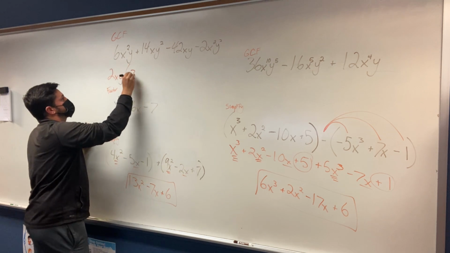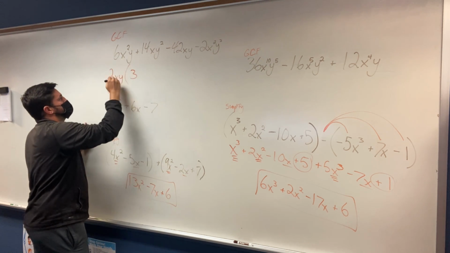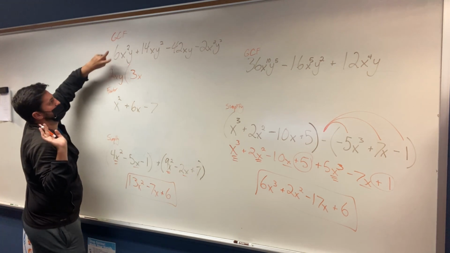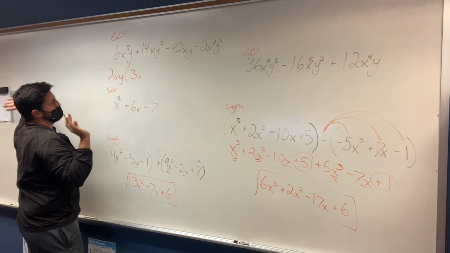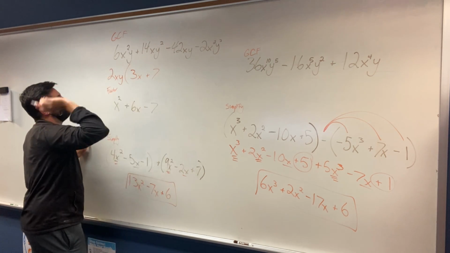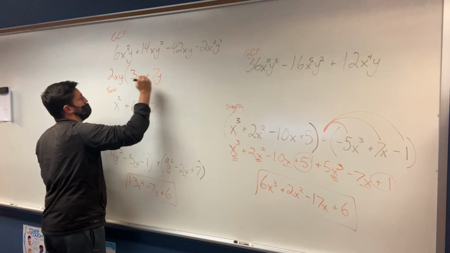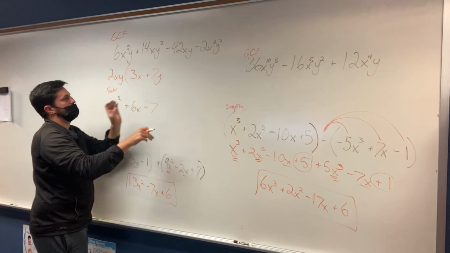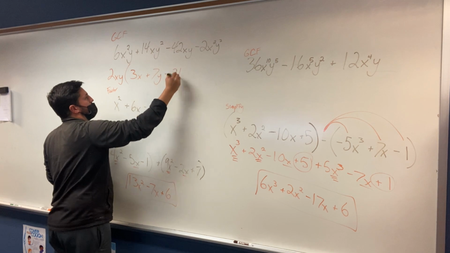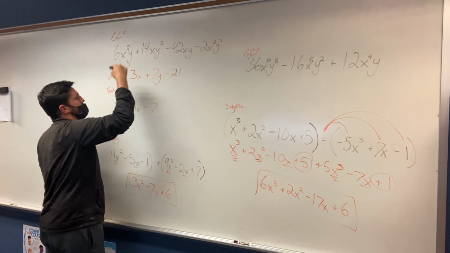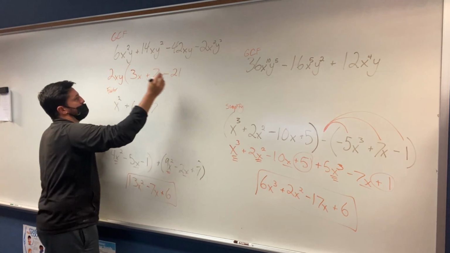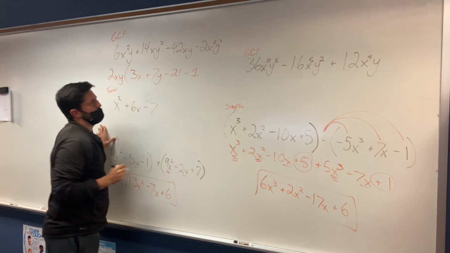6 divided by 2 is 3. And I took an x, and I took a y. Done. Boom. I had 2 x's, I took 1. I had 1 y, I took 1. 14 divided by 2 is 7. I took an x, it's gone. I had 2 y's, now I only have 1 left. Just collecting things. Negative 42 divided by 2 is negative 21. Take an x, take a y, I'm done. Negative 2 divided by 2 is negative 1, right?